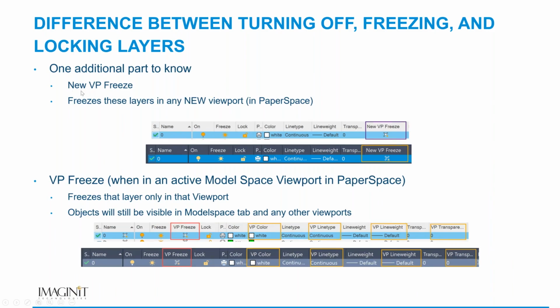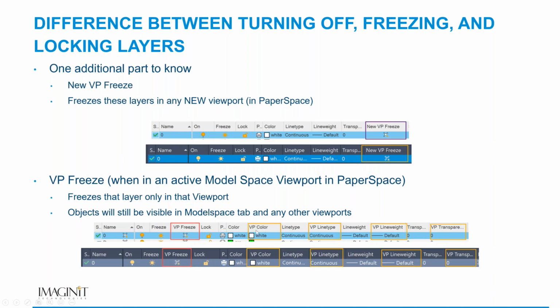An additional part to know: new viewport freeze right here. This freezes any layer you've created anytime you create a new viewport in a paper space tab. And VP freeze, when you're in an active model space viewport in paper space, freezes that layer only in that viewport, and objects will still be visible in model space and any other viewports.